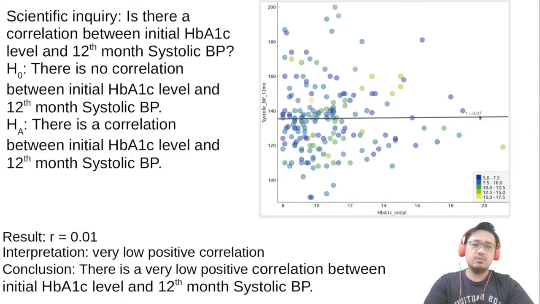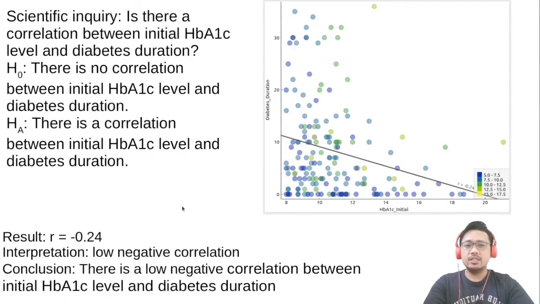low positive correlation. Next, between initial HbA1c level and diabetes duration, you can see here that our regression line goes downward. As the value of initial HbA1c increases, the value of the diabetes duration decreases. The coefficient that we got is negative 0.24, low negative correlation.